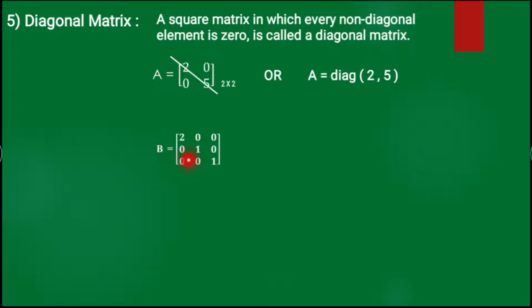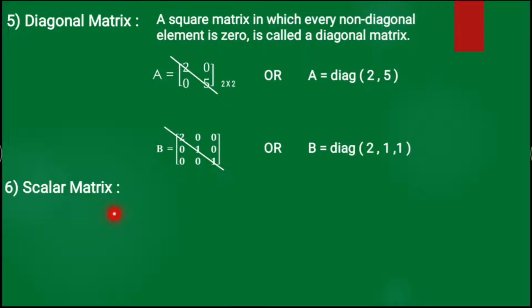Here we consider one more example of order 3 by 3. Here 2, 1, 1 are the elements of diagonal and the elements above the diagonal are all 0 and the elements below the diagonal are all 0. That means non-diagonal elements are all 0. So this is an example of diagonal matrix and we write this diagonal matrix B in this way also. B equals diagonal of, in open bracket we write the diagonal elements 2, 1, 1 separated by comma.